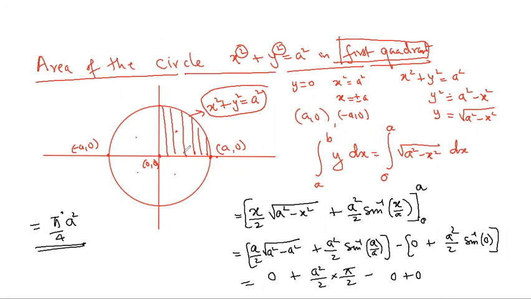That is the area of one quadrant, or the area of 1/4 of the circle. So if they ask you what is the area of the circle, it is 4 times pi by 4 a square, and that gives you pi a square.